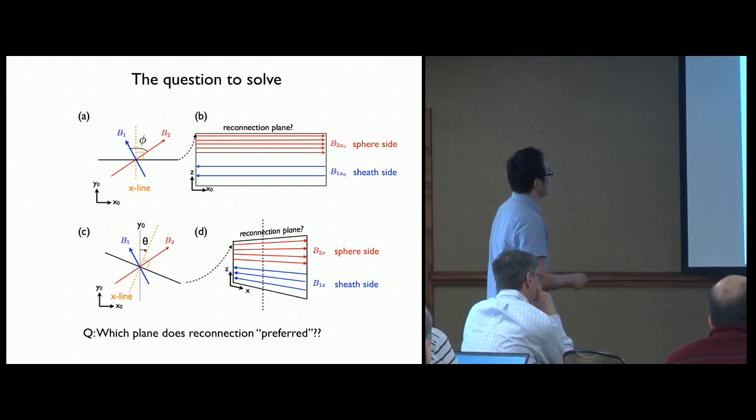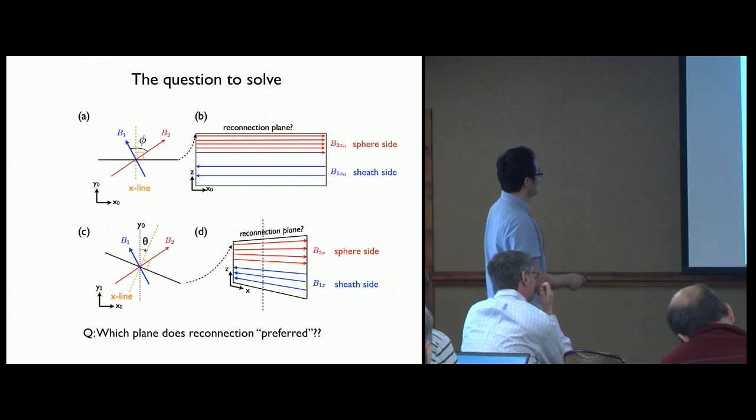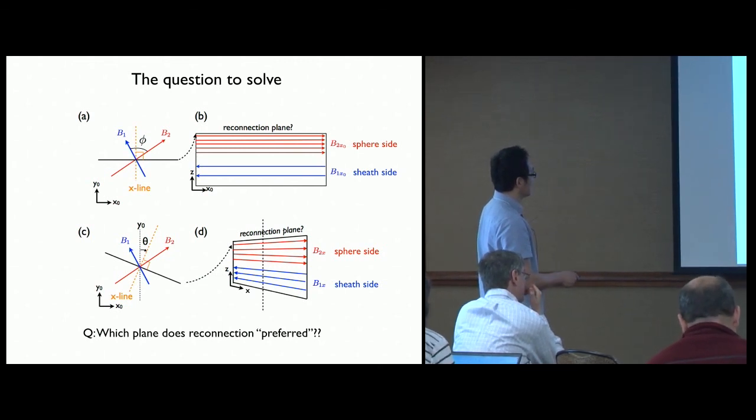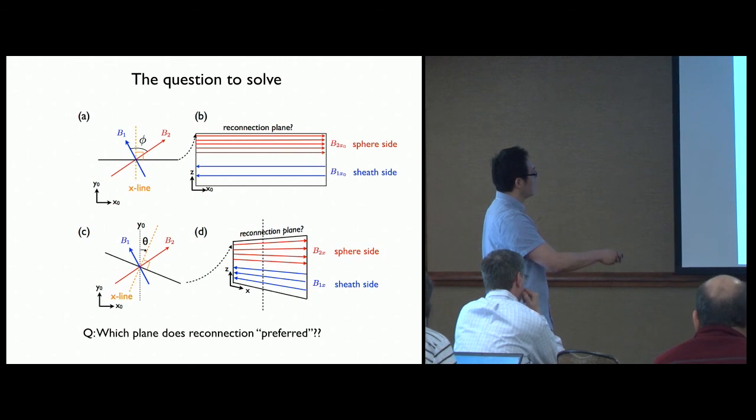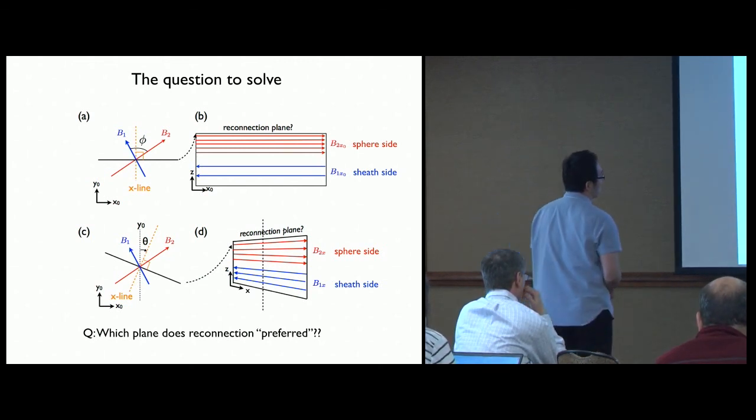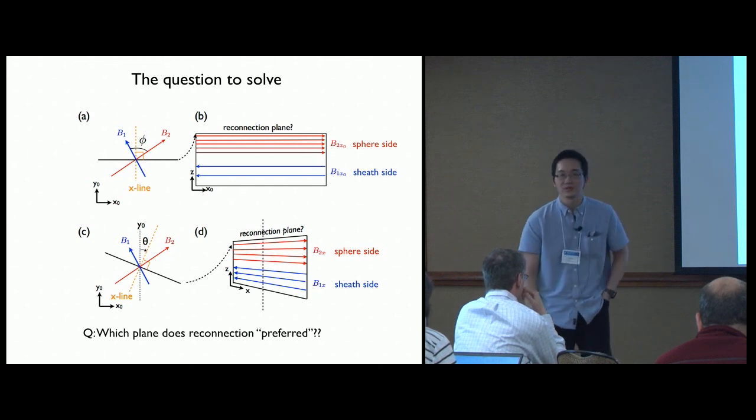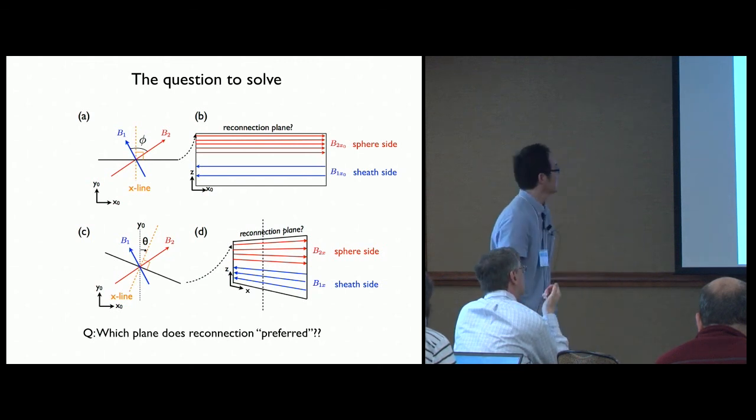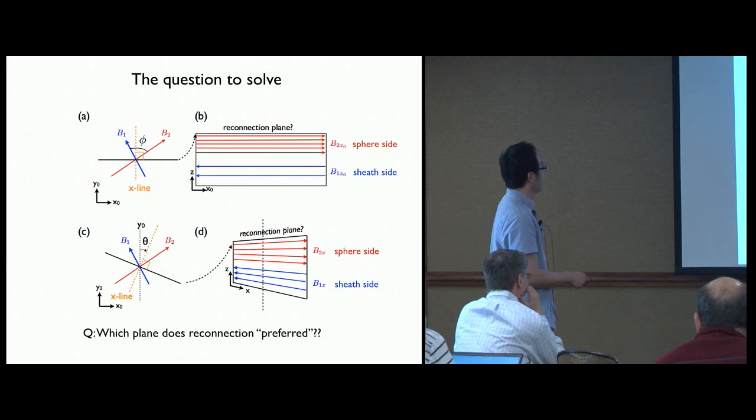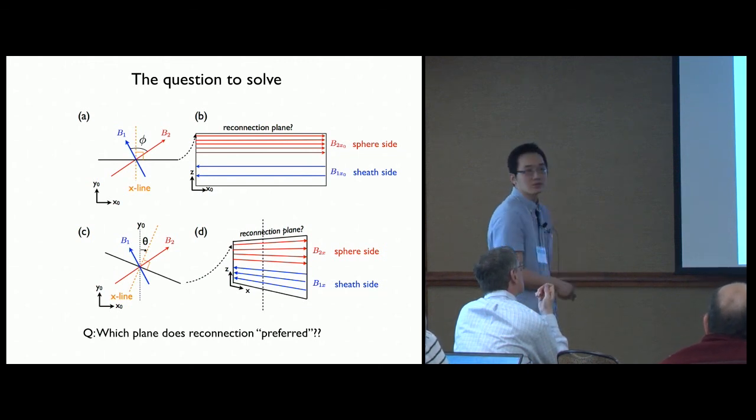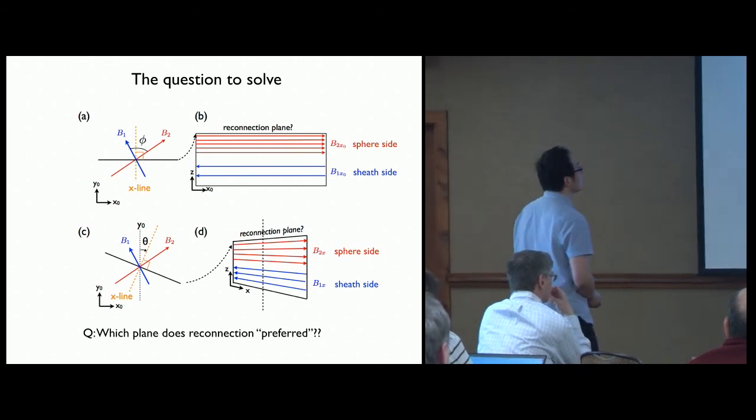So in principle, once you see an anti-parallel B field, you can reconnect. However, you have some freedom. We can do another cut like this, and also flip it this way, and we see an anti-parallel B field as well. So the question is, which plane does the reconnection prefer in a 3D system? It's not an easy question. As long as we know the plane, then we know the X line, which is always perpendicular to this plane.